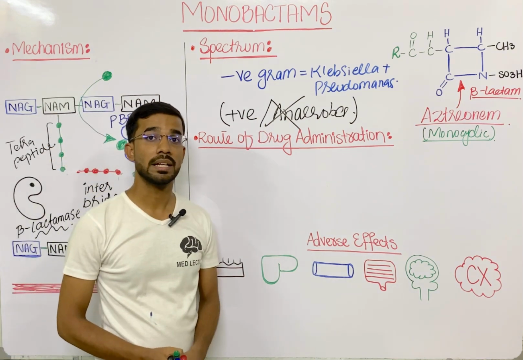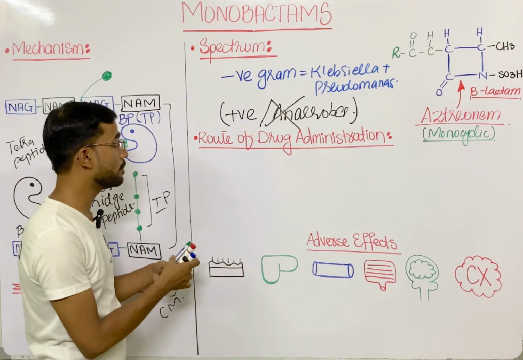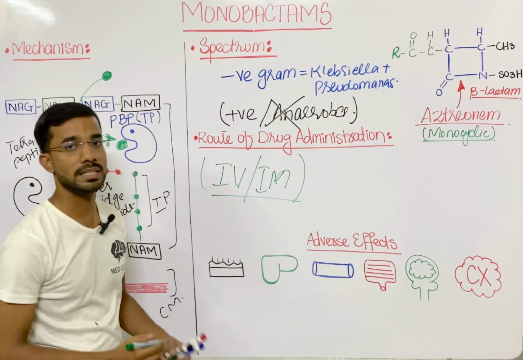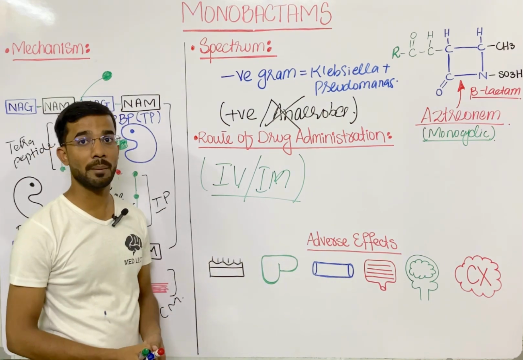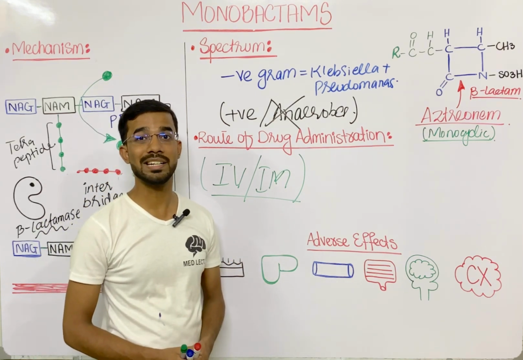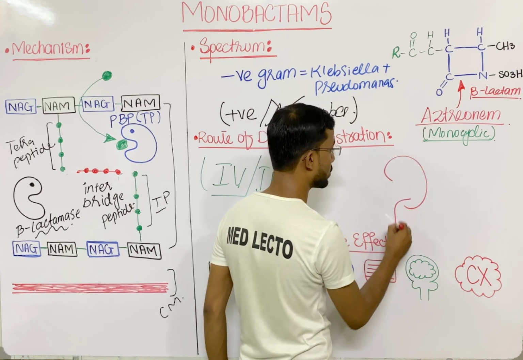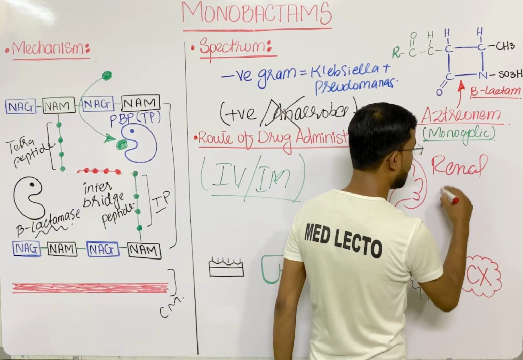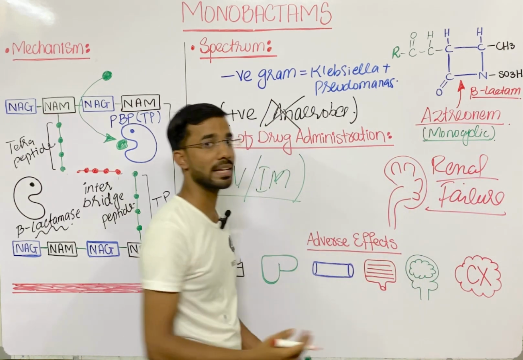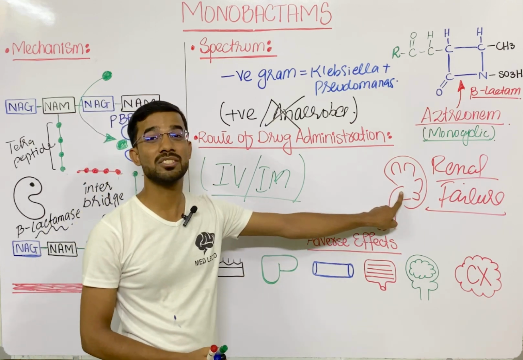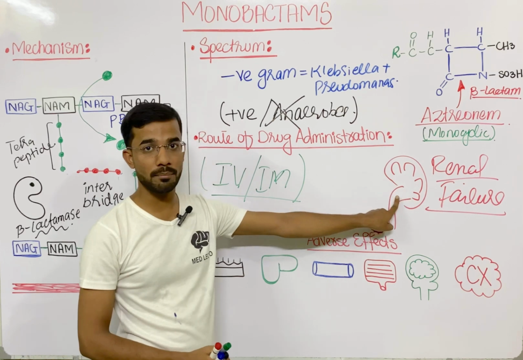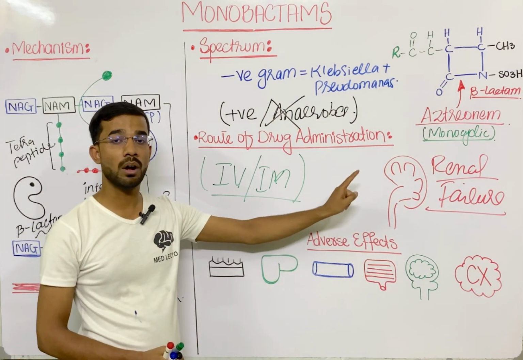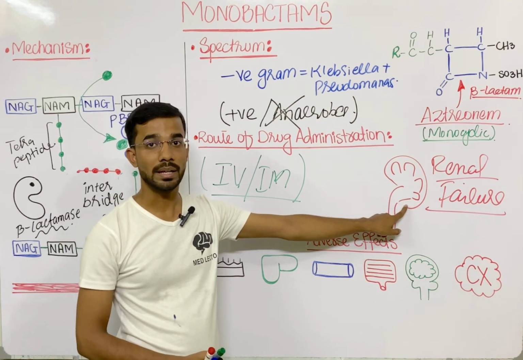If we see the route of drug administration, Aztreonam is given through the IV or IM route, intravenous or intramuscular route. But important thing which you have to remember, if the patient has kidney failure, then due to the renal failure, you will see the accumulation of the drug in the body, because the important route of excretion of the drug is actually the kidney. When there is a problem in the kidney, then you will see the accumulation of the drug inside the body. So you just have to keep in mind the renal failure in the history of the patient.